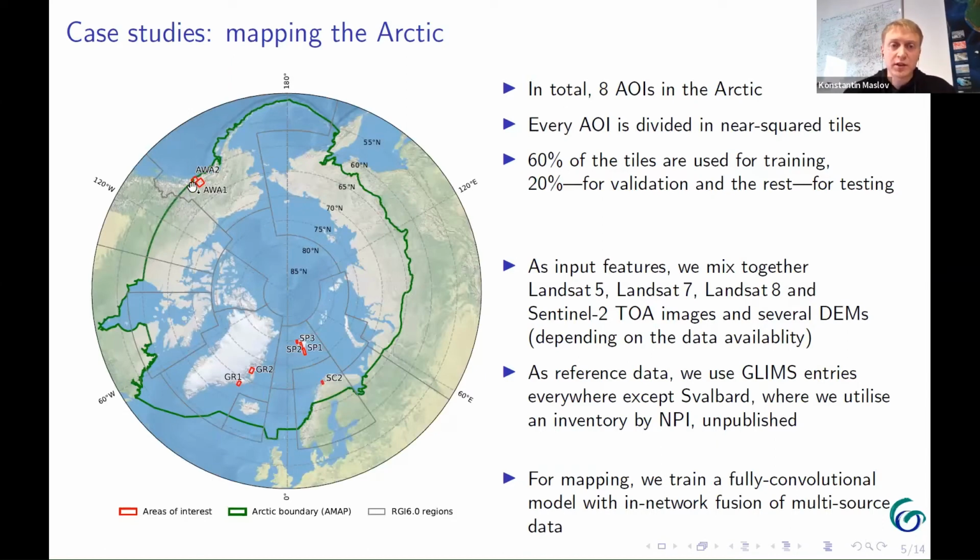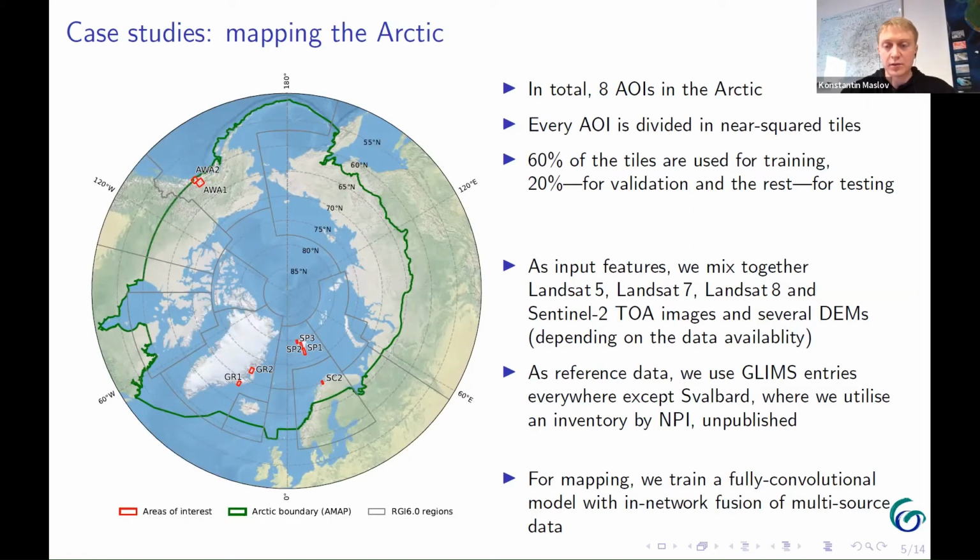It's also very diverse in terms of what kind of digital elevation models we used. We used ALOS World 3D. For Greenland, we used a specific DEM produced based on ASTER and SPOT 5 acquisitions. For Spitsbergen, we used a digital elevation model from the Norwegian Polar Institute. And for Scandinavia, it was Copernicus DEM. And as I mentioned, for reference data, we also use different sources. It's mainly GLIMS, but for Spitsbergen, we used an unpublished inventory from NPI.